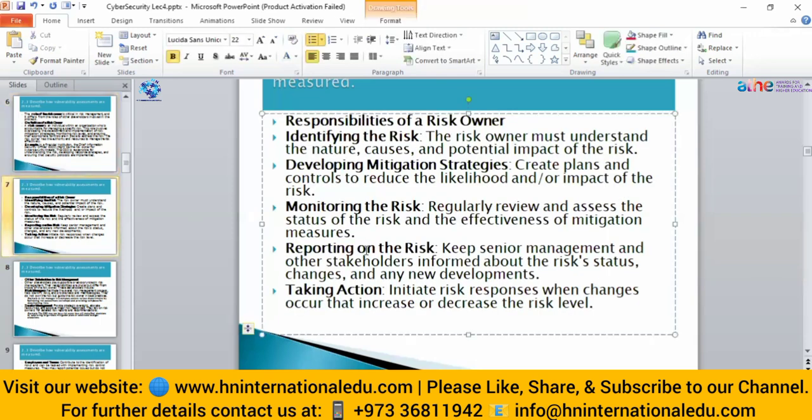Now, there are different responsibilities of a risk owner. Like they will identify the risk. The first thing after the risk happens is to identify the risk. What is the nature of the risk? Whether it is too severe to take action, whether it is a risk that occurs at a larger scale or a minimum scale. What are the causes of that risk? Means why that risk happens, and what is the potential impact of that risk. This can be the first step, that you have to identify the risk.